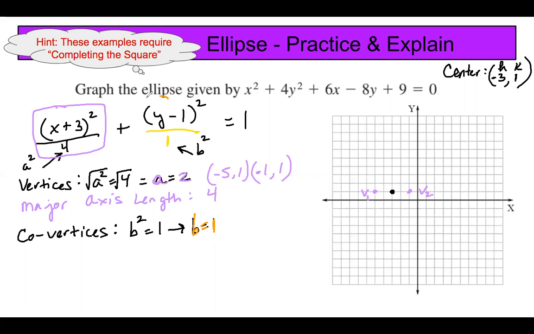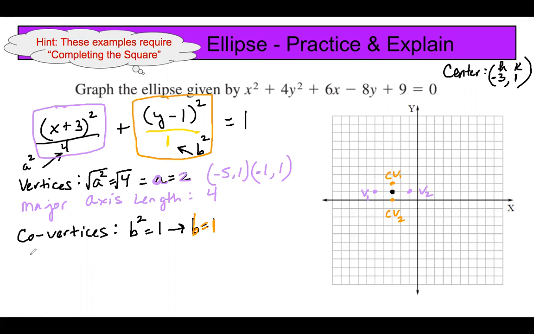And since we're working on the y fraction here for the b squared, that's related to the y, which is vertical. So if b is 1 and that was related to the y fraction, from the center, I need to go 1 up. That's a covertex, or CV, and 1 down. That's another one. So we'll call it covertex 2.